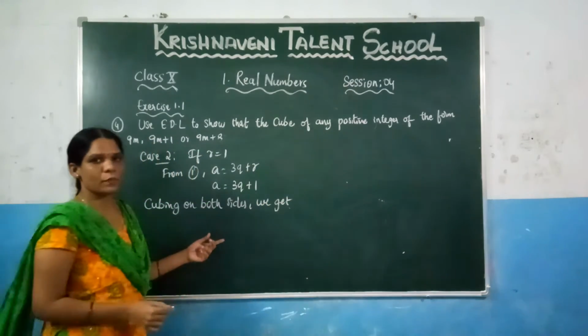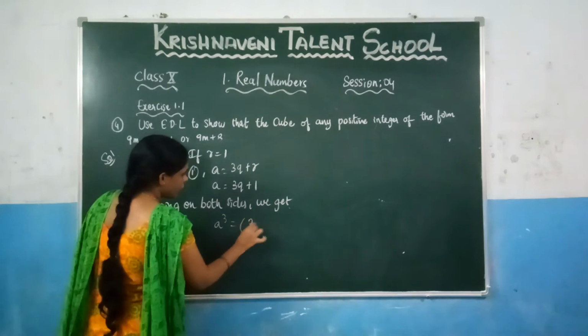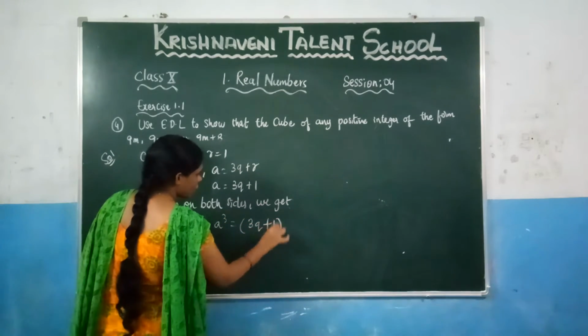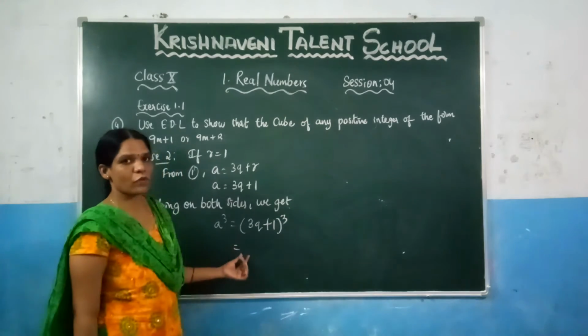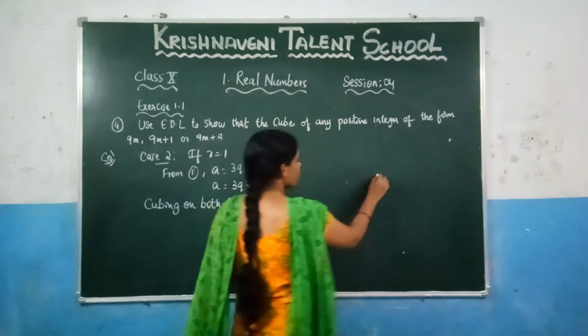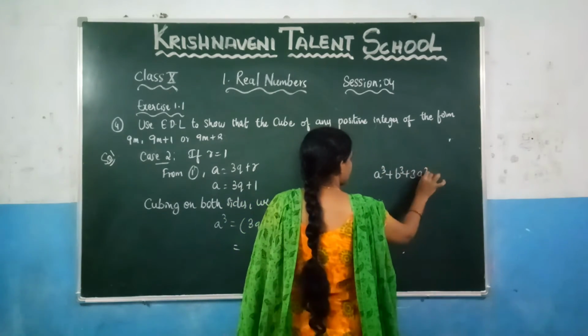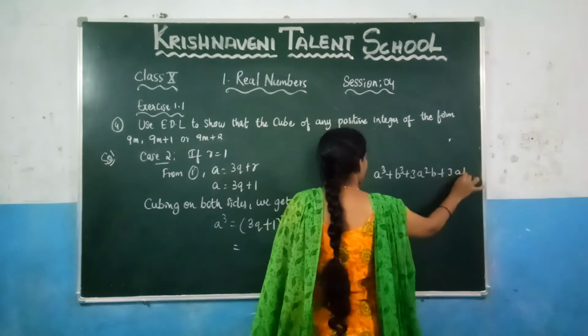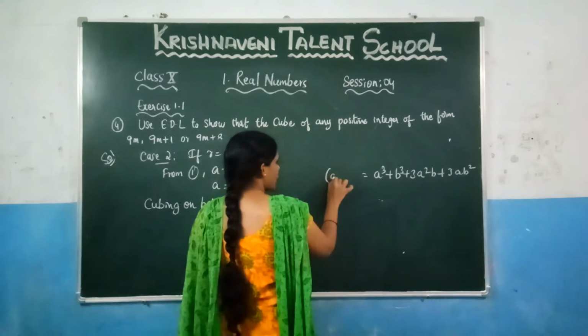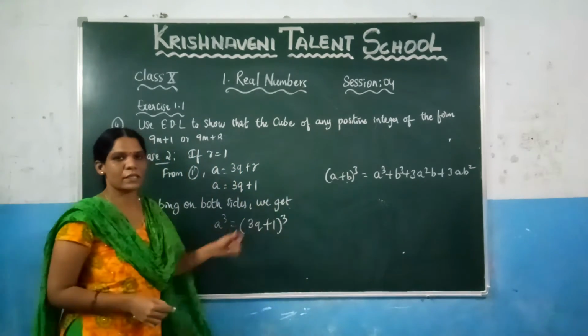On taking cubes on both sides, let us see what you will get. a cube is equal to (3q plus 1) whole cube. Now, it is in the form of a plus b whole cube. What is the formula for (a plus b) whole cube? You know that it is nothing but a cube plus b cube plus 3a square b plus 3ab square. This is the formula for (a plus b) whole cube. Just expand here by using that identity.